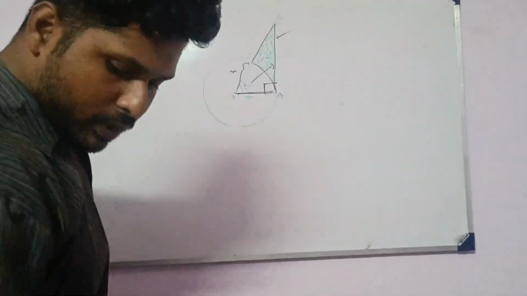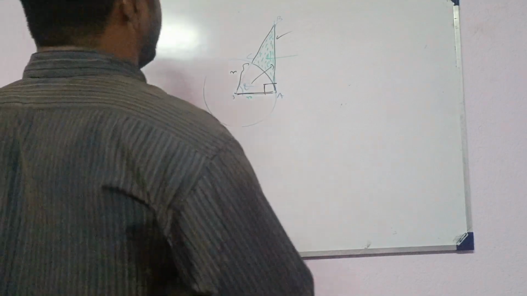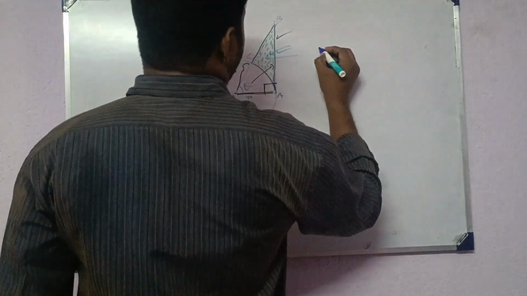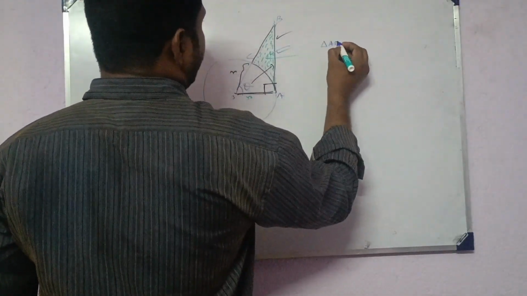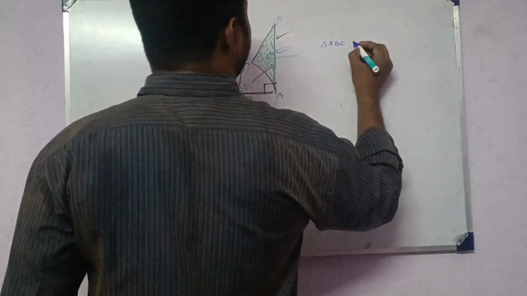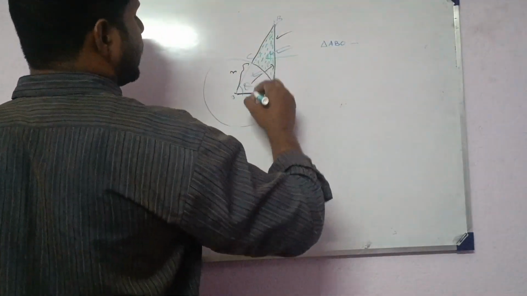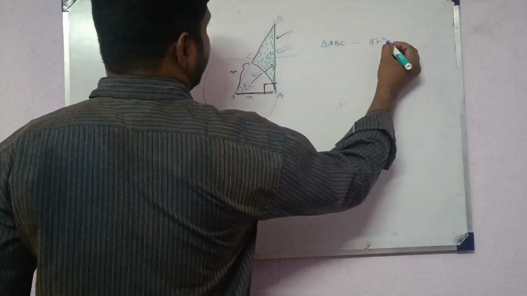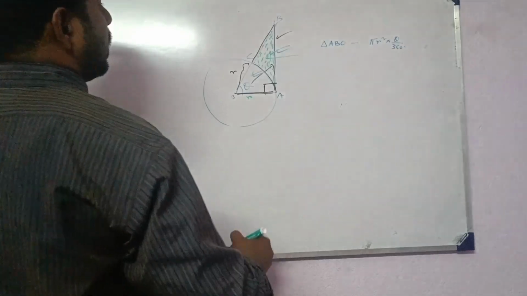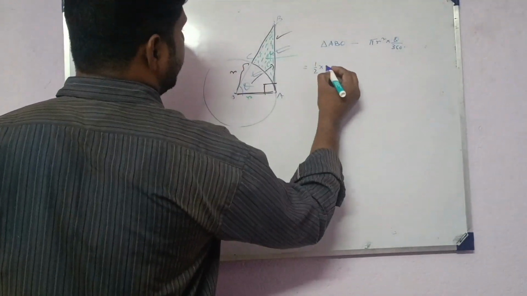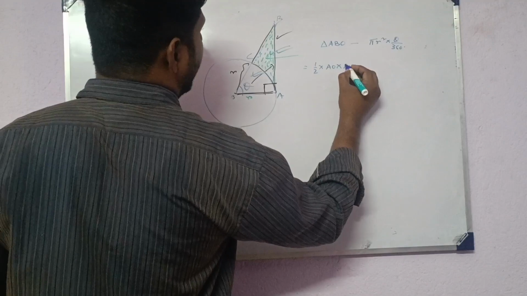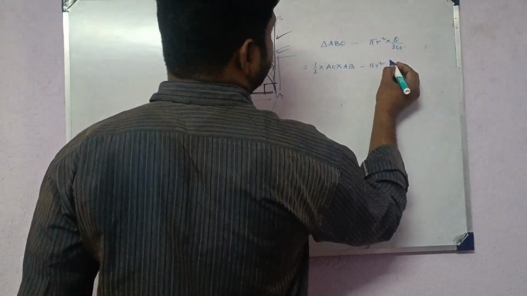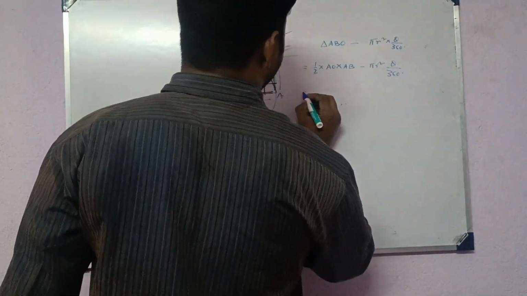Sorry, perimeter we have got, now we will find the area. To find the area of the shaded region or colored portion, we have to subtract the area of triangle ABO from the area of that sector. The sector area will be pi r square into theta by 360, and the area of triangle ABO equals half into base into height, half into AO into height AB, minus pi r square theta by 360.